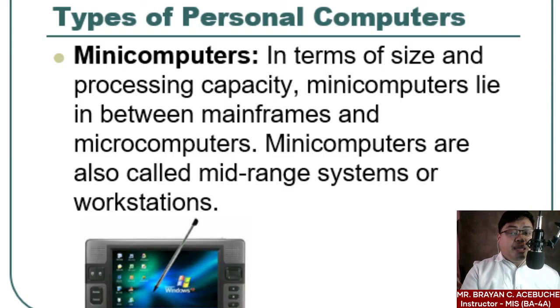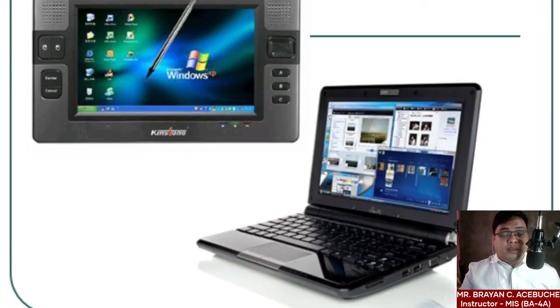We also have mini computers. So in terms of size and processing capacity, mini computers lie in between mainframes and microcomputers. Mini computers are also called the mid-range systems or the workstations. An example of these are the following. As you can see on the screen, we have the UMD Kingston mini computer or mini notebook, or maybe we can call it the pocket PC.